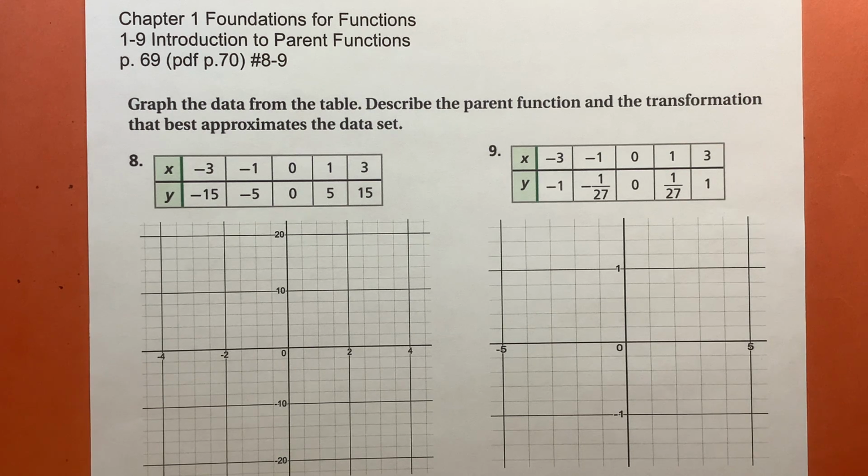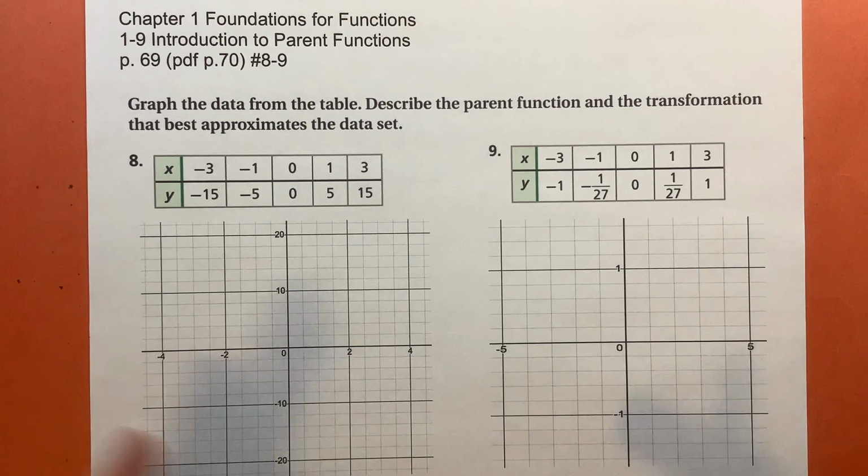We're going to look at problem 8 and problem number 9, which is graph the data and see if you can describe the parent function and whatever transformation you might have. Now, like I did, I'm mixing up between drawing by hand and using Desmos. And you could probably tell I actually printed this by doing a screenshot of the grid from Desmos.